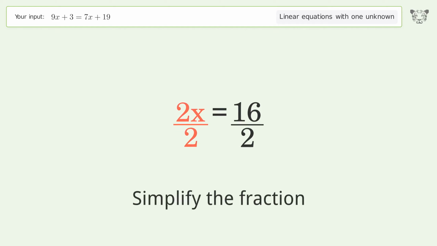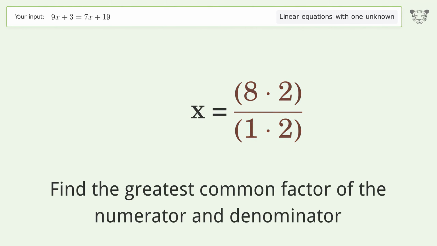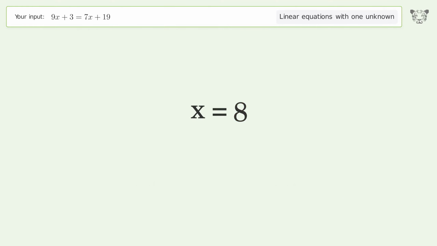Simplify the fraction. Find the greatest common factor of the numerator and denominator. Factor out and cancel the greatest common factor. And so the final result is x equals 8.